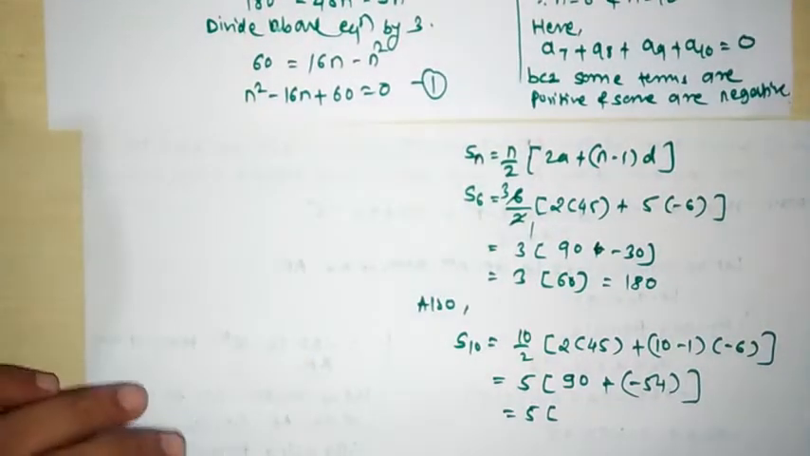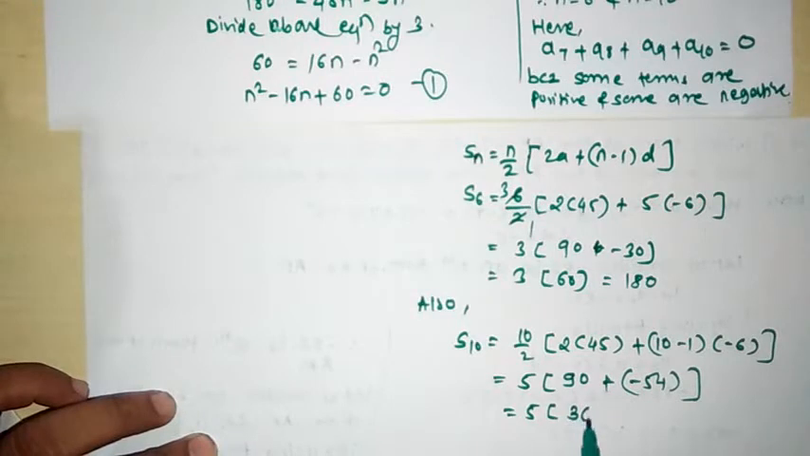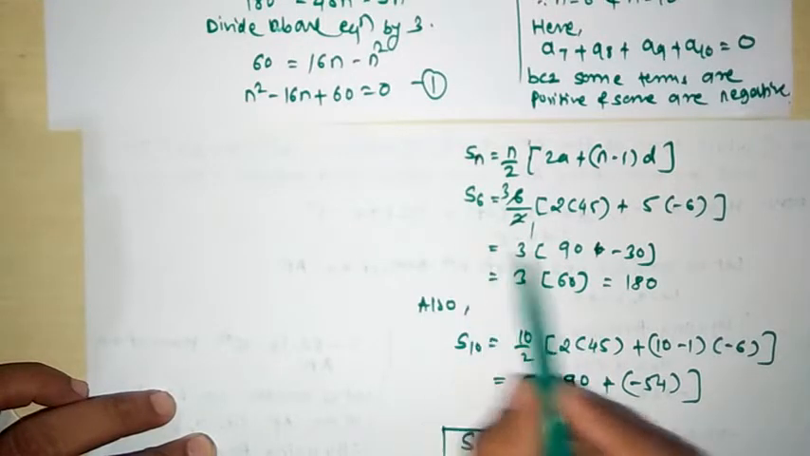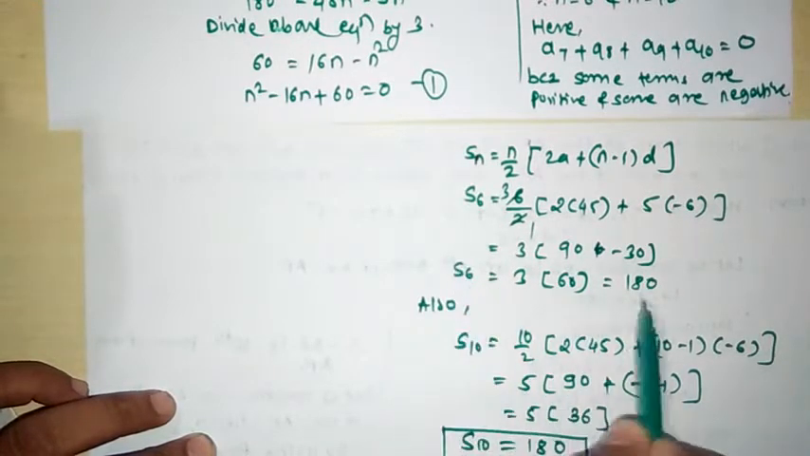Now here we got 90 minus 54 is equal to 36. Now 36 into 5 is equal to 180. Therefore here we got sum of the first 10 terms is also equal to 180, and sum of the first 6 terms is equal to 180.